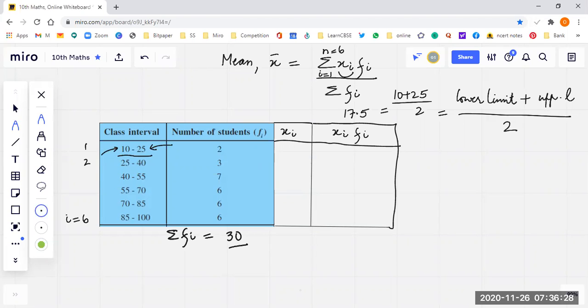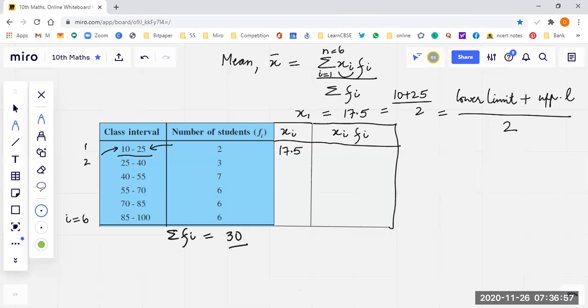All right, students, this is my x1. This is how I calculate xi. So xi is the average of this data, the center point, the midpoint of 10 and 25, the center point of the lower and upper limit. So that is 17.5. Okay. Now, how do I find x2?